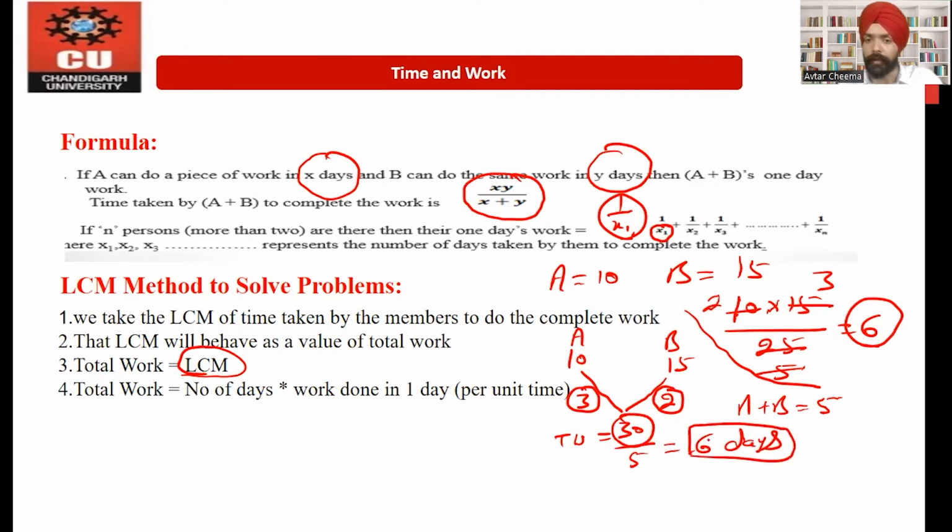Now, this is known as the LCM method. Now you can see that by this formula, we are getting 6 days. By the LCM method, we are getting the same 6 days. So we can apply the LCM method also in this concept to make the solution a little bit easier compared to this one.